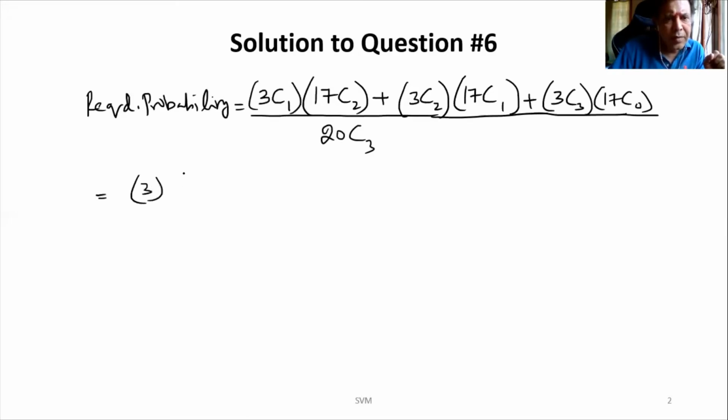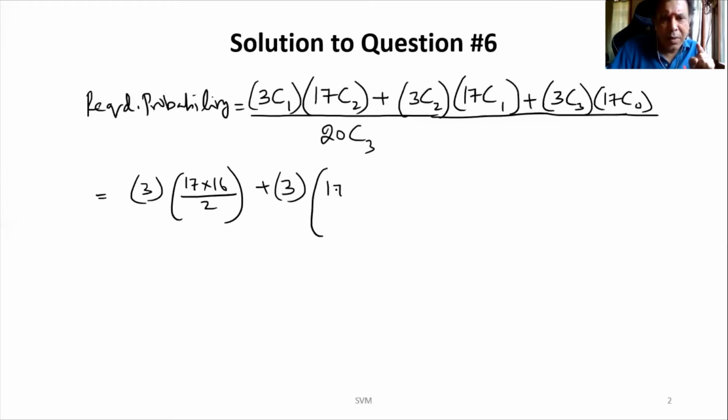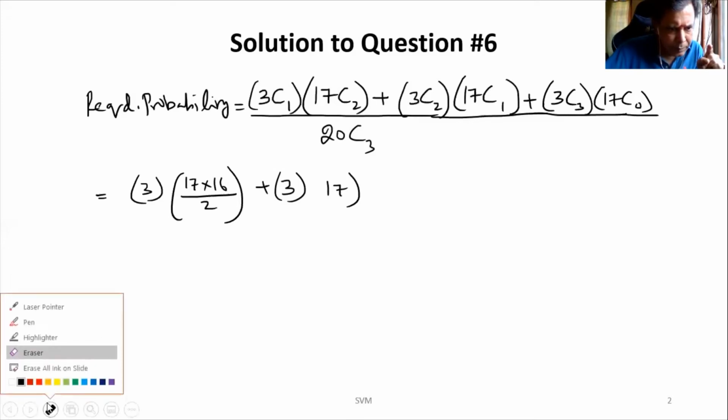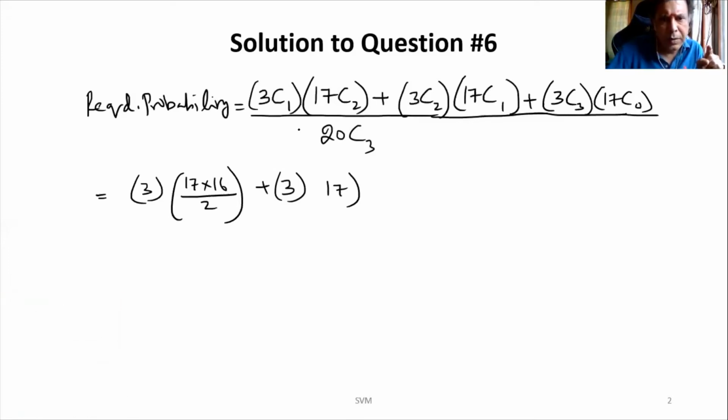So we need to now evaluate this. 3C1 will be 3. 17C2 will be 17 into 16 by 2, plus 3C2, which is nothing but 3C1, by using the formula nCr is nothing but nC(n minus r). 3C1 is nothing but 3. 17C1 is nothing but 17. Plus 3C3, which is nothing but 3C0. 3C0 is 1. 17C0 is also 1.